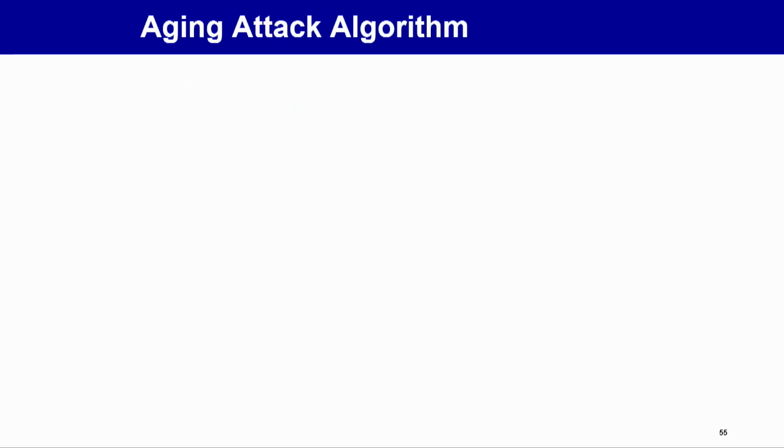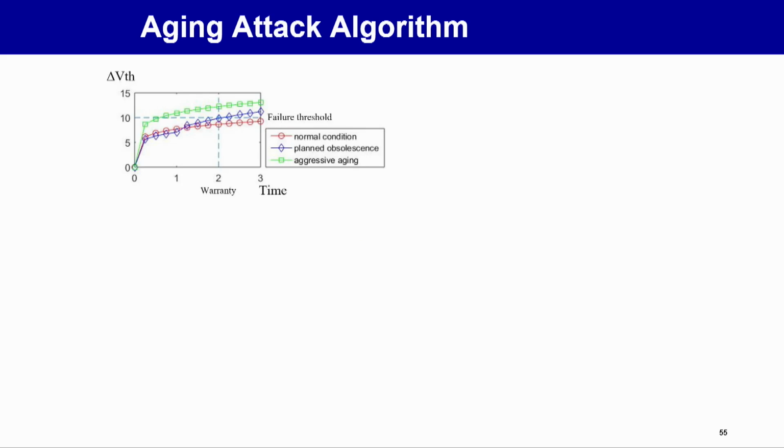Now let's look at one of the aging attack algorithms that we have developed. Again, how it works, if you remember I said if you look over time, there is a warranty time. This axis is years, this is like 3 years, and if the warranty is like 2 years, then just after 2 years you want your device to age fast, so that consumers are forced to replace.